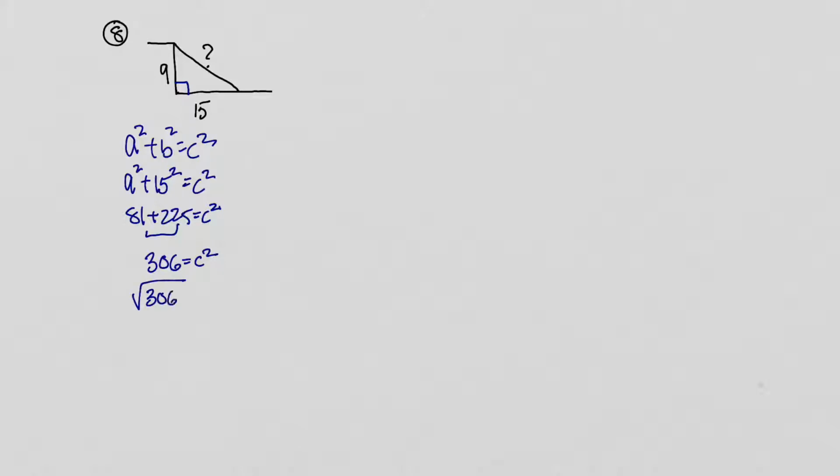Square roots. And I'm getting 17.49 dot dot dot equals c. So how about c equaling 17.5, because we're asked to round to the nearest tenth. So we're going to claim now that the length of that ramp is 17.5 feet.